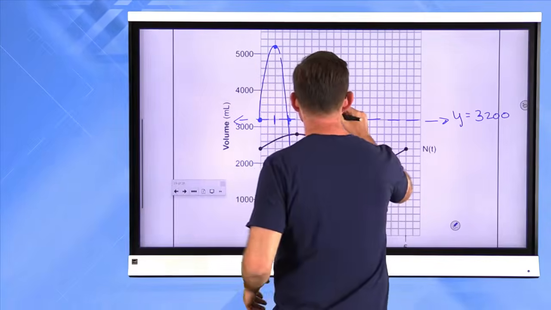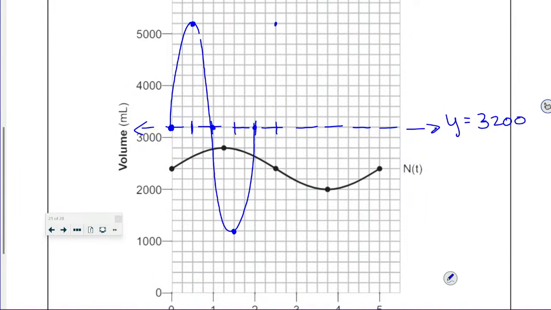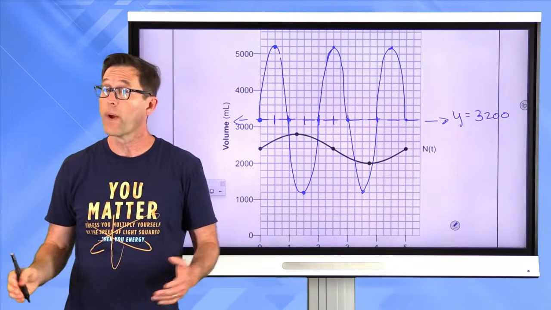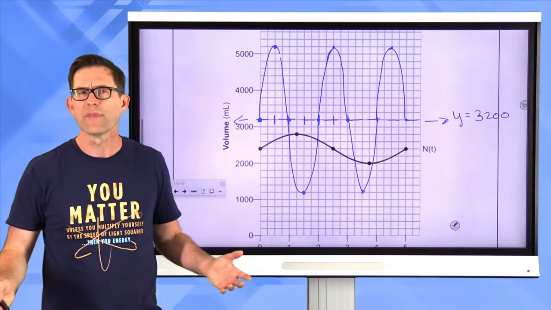I'm going to go another half second. I'm going to be back up to my maximum. Now I'm going to go another half second, and I'll be back down to my midline. Now another half second, and I'll be back down to my min. Now another half second, and I'm going to be back up to my midline. Now another half second, and I'll be back up to my maximum. Another half second, and I'll be back down to the midline. Now, I've graphed 2.5 cycles, so way more than what they wanted me to, or at least what they said I had to do.